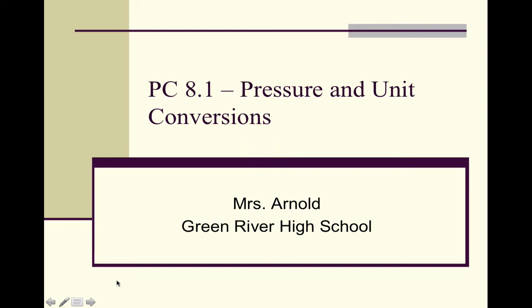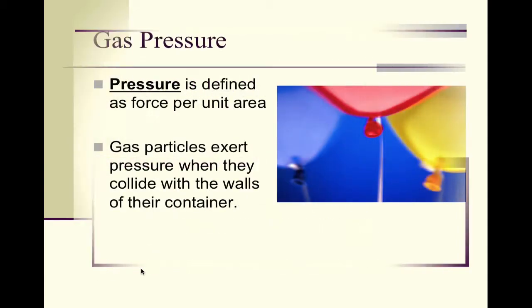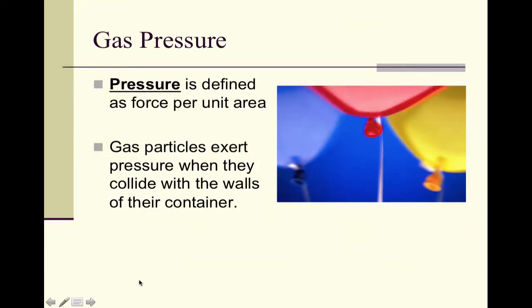This is Chemistry Podcast 8.1, and we're going to quickly talk about pressure and how you can convert between the different units of pressure. So the first thing you need to know is what the definition of pressure is. It's defined as a force per unit area, and if we wanted to write a formula for it, it would be P equals F over A. So force divided by area.